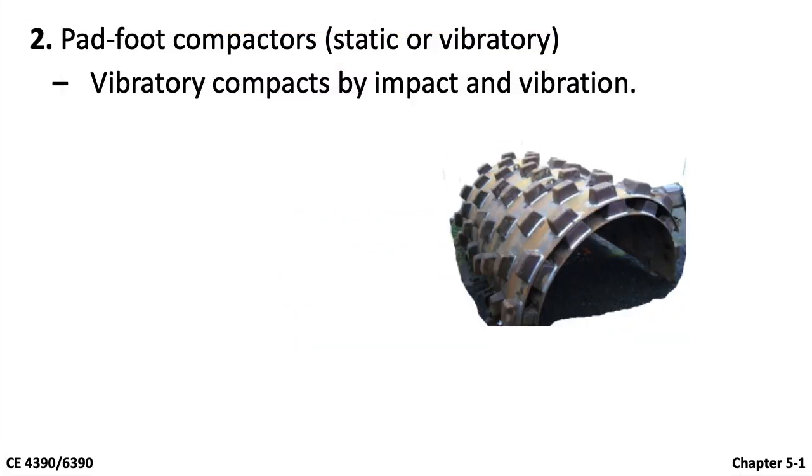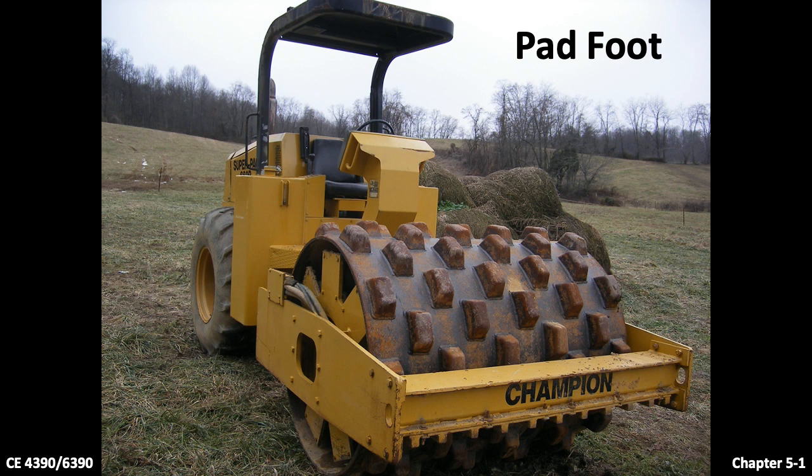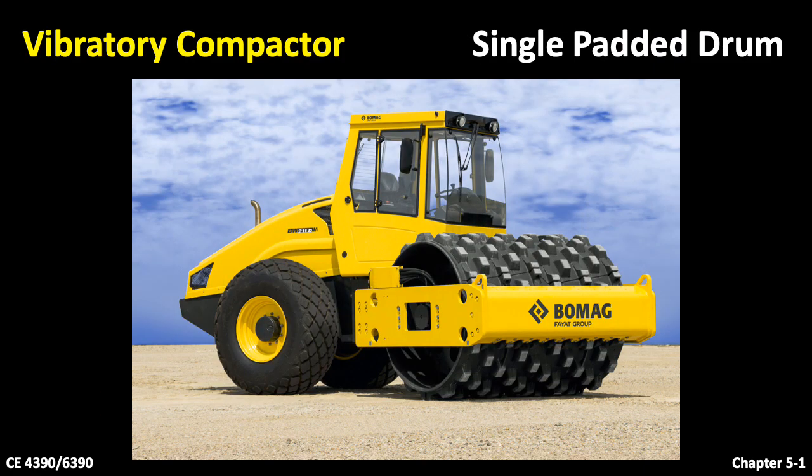This picture shows another type of roller. It is called a pad foot compactor. It compacts by either the static load from its weight or combined with vibration. This is one example of a pad foot compactor. Some machines add vibration to make additional compactive effort.